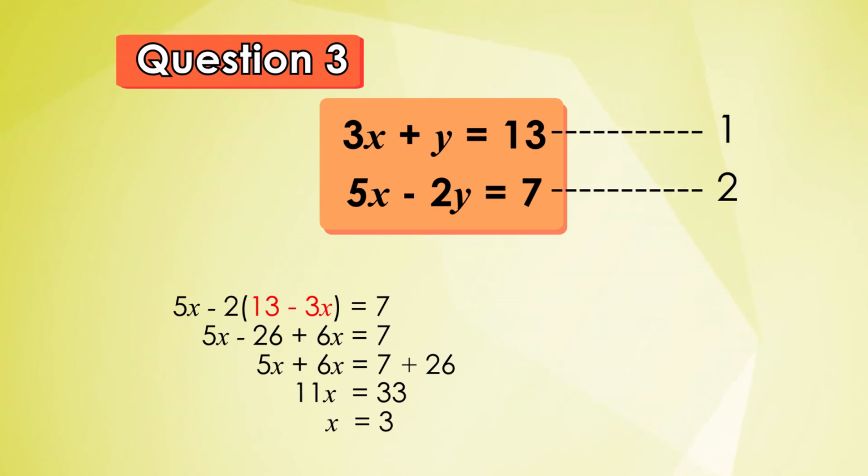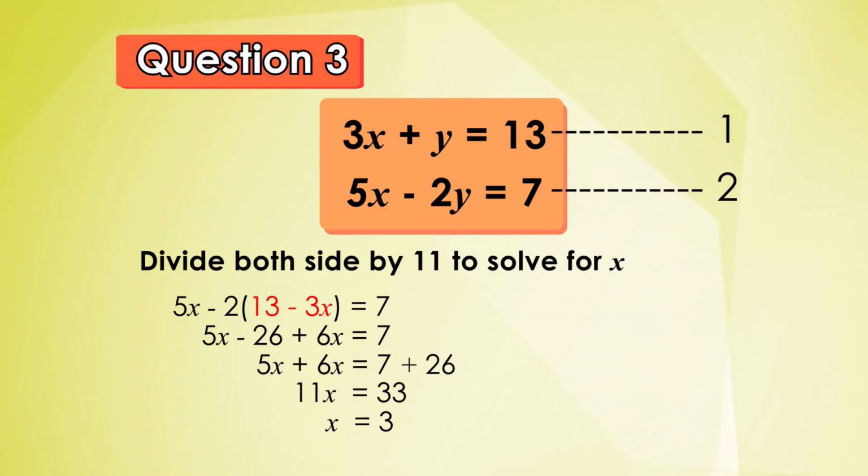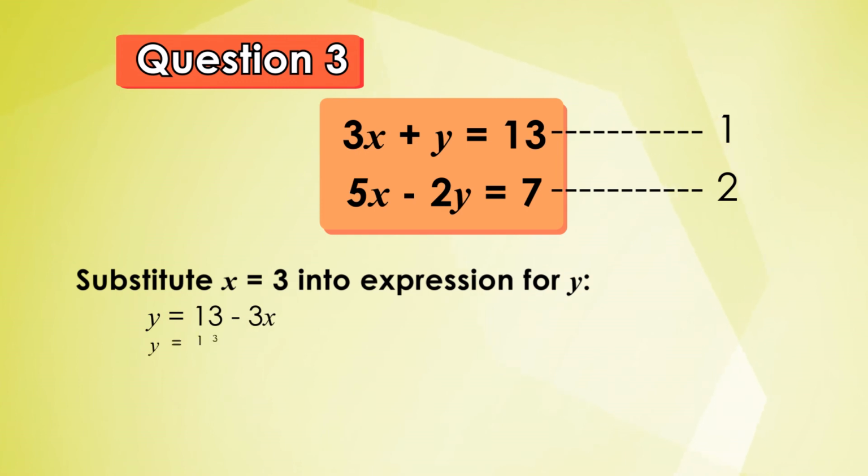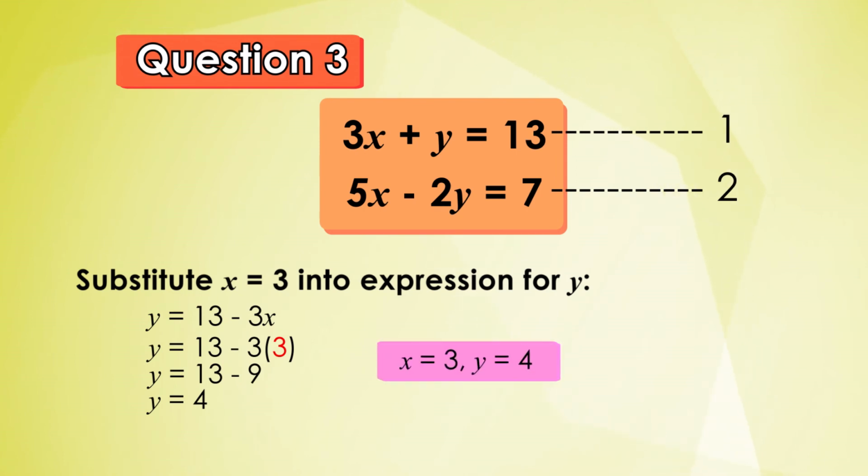Divide both sides by 11 to solve for x. x equals 3. Finally, substitute the solution for x into the expression for y. y equals 4. So, the solution to the pair of simultaneous linear equations is x equals 3 and y equals 4.